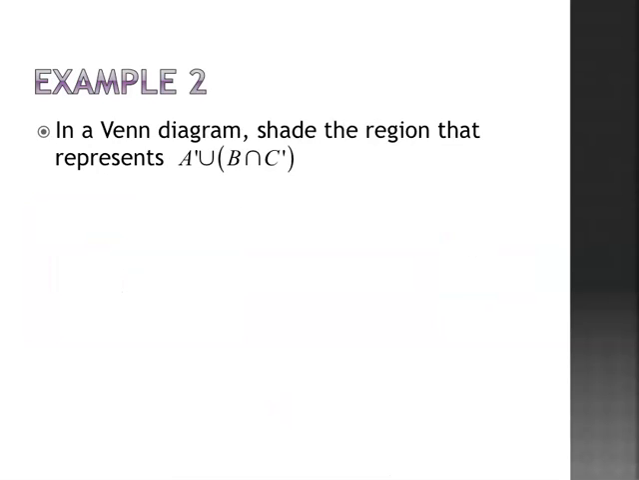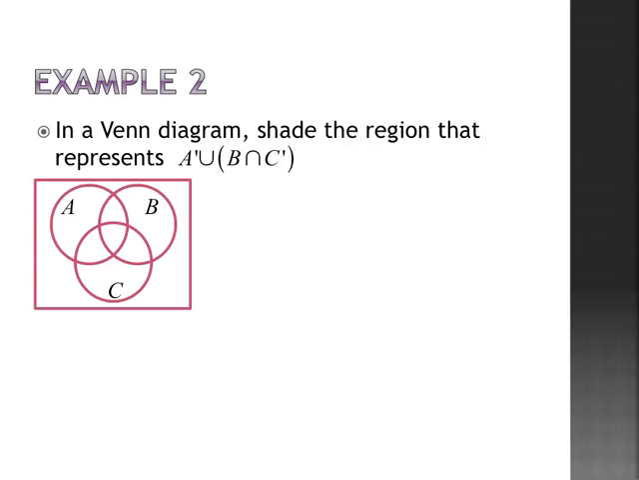All right, example 2. Now we're going to step it up and put 3 sets in there to work with. So in a Venn diagram, shade the region that represents A prime union with B intersects C prime. Okay, so we're going to build up to this. We'll start with A prime. So A prime, we would shade everything that's not in A.